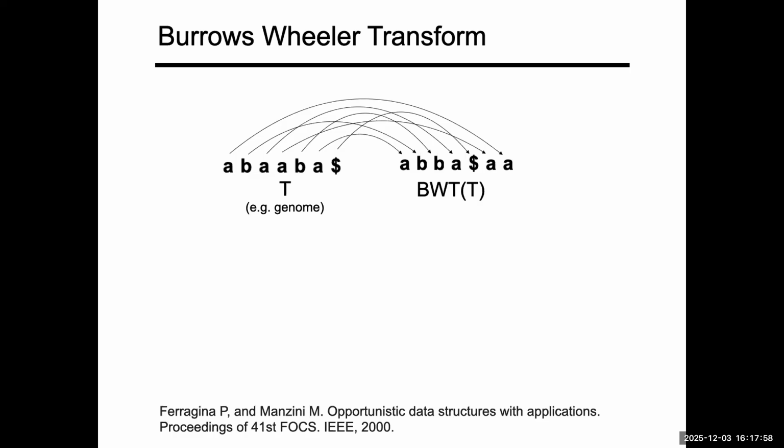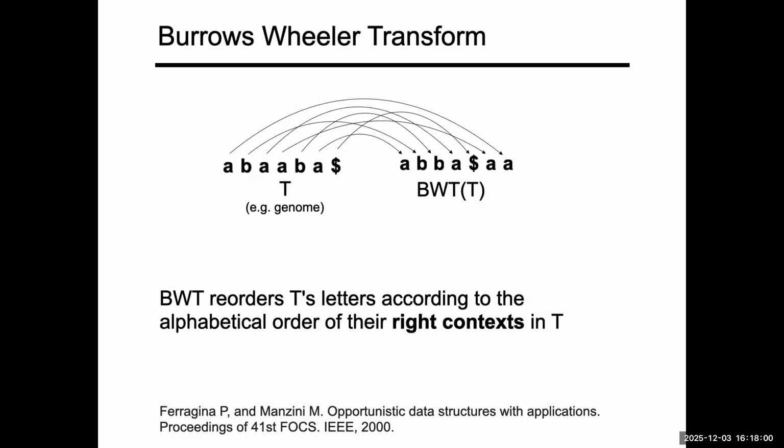Okay, and in particular, we're putting them in order according to the alphabetical order of their contexts, the alphabetical order of what comes to their right in the original string. Why would we do this? Like, why would we even want to put something in a new order? It's in that order for a reason. That's the order that evolution gave us, right? Why are we trying to put things in a new order?